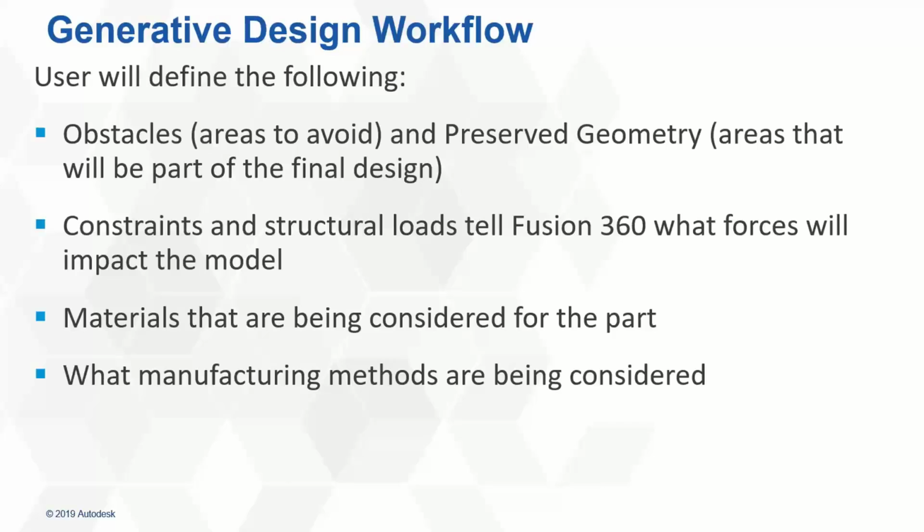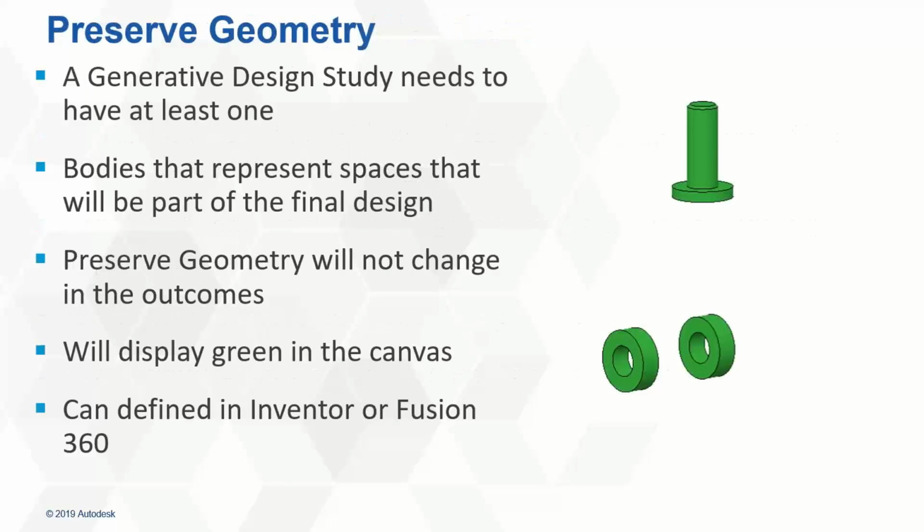I also can create what they call preserves. Preserves are areas that are going to be part of my final design. In my final design, I have to have that pin that goes up into the object that the caster is going to fit into. I also have to have a spot for the axle of the caster to fit through. Those are my preserves. We're going to put loads and constraints on there. Loads tell it how much load it's going to be faced with. The constraints are how it's going to end up being held in place. Materials we'll then have to define, and also the manufacturing methods.